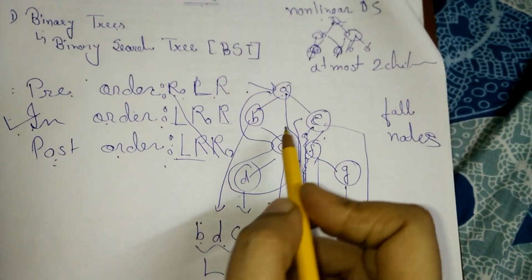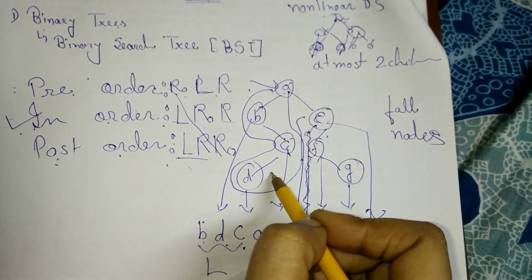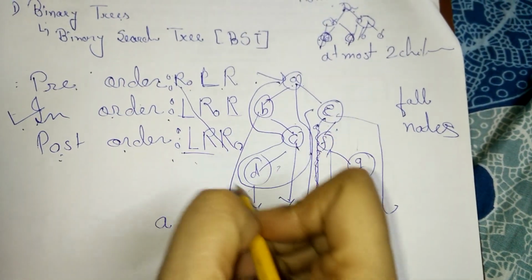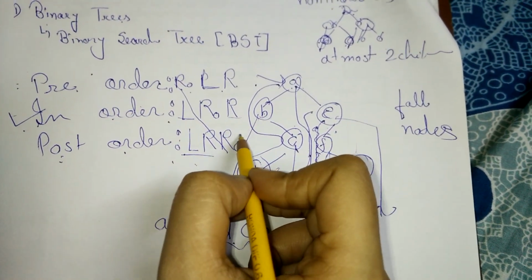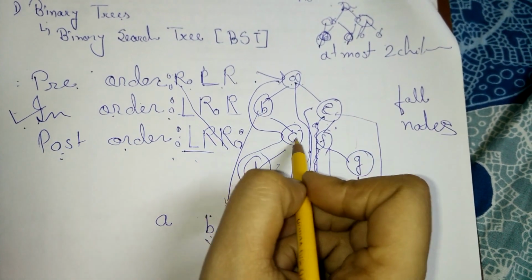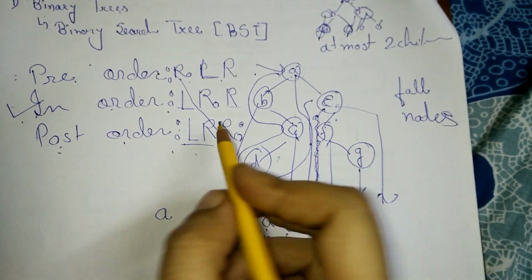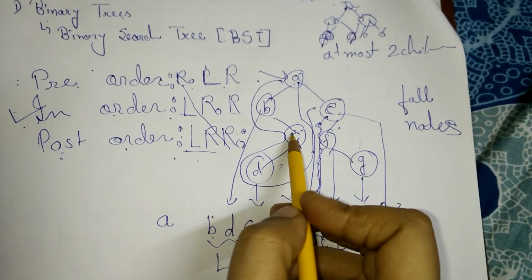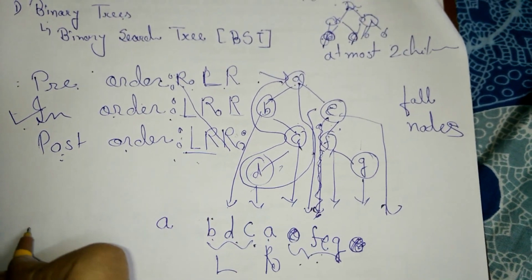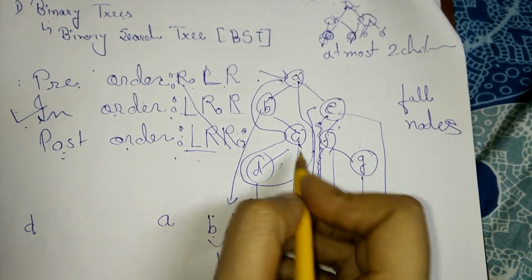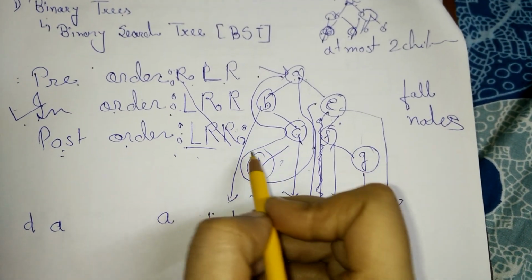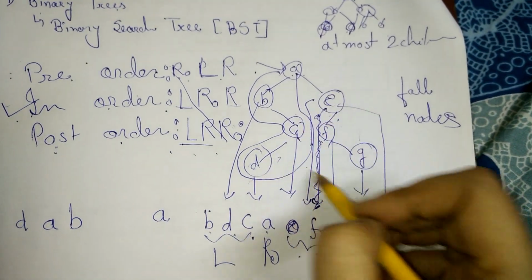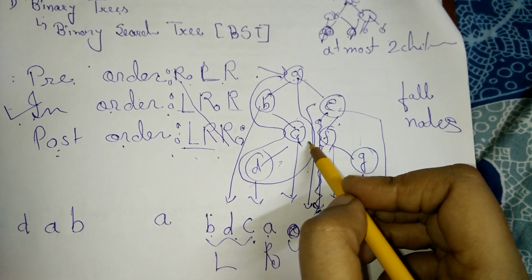Lastly, the post-order. In post-order, we first visit the left, then the right, and lastly the root. So A is going to be the last. When we are visiting the left subtree also, we have to visit first left, then right, and then root. So first we will visit left, there is nothing. When we visit right, we are having this one. So again left, right, and root. Come here for the right subtree also.